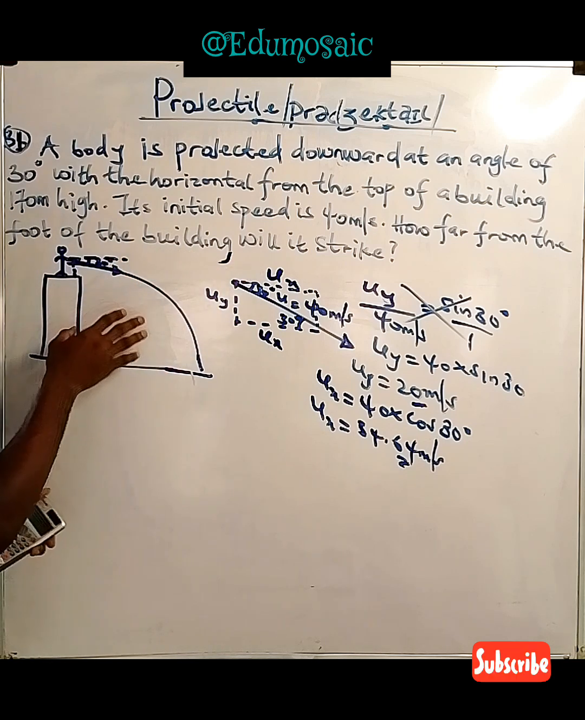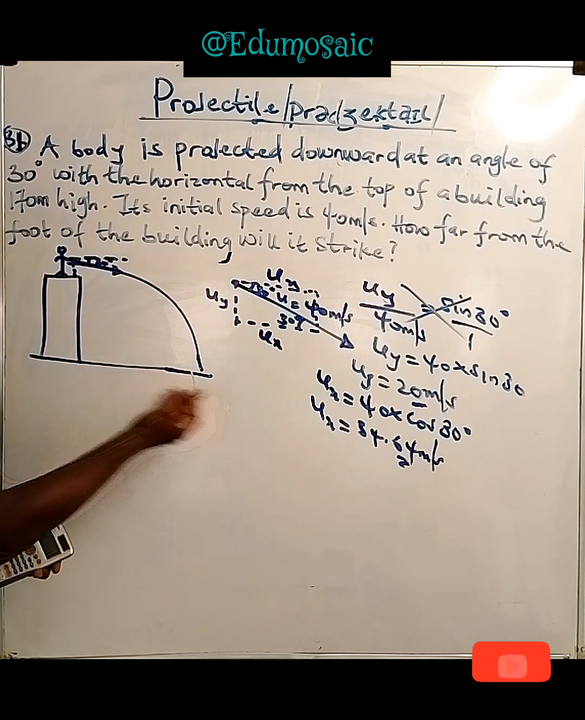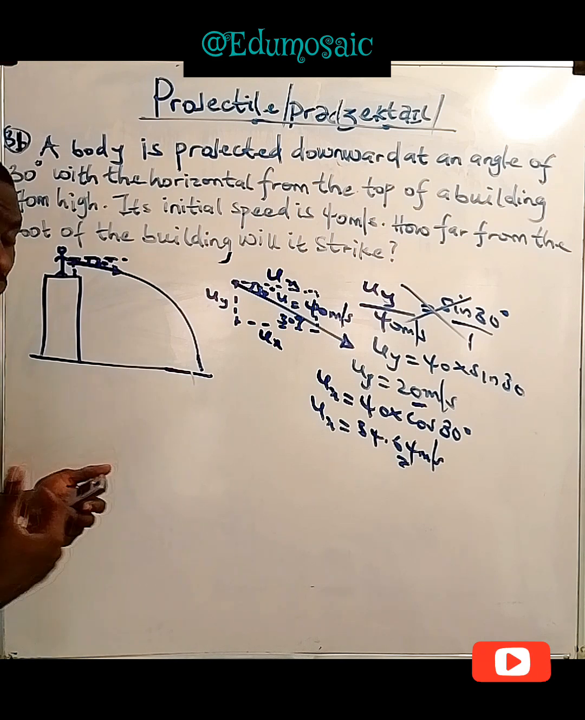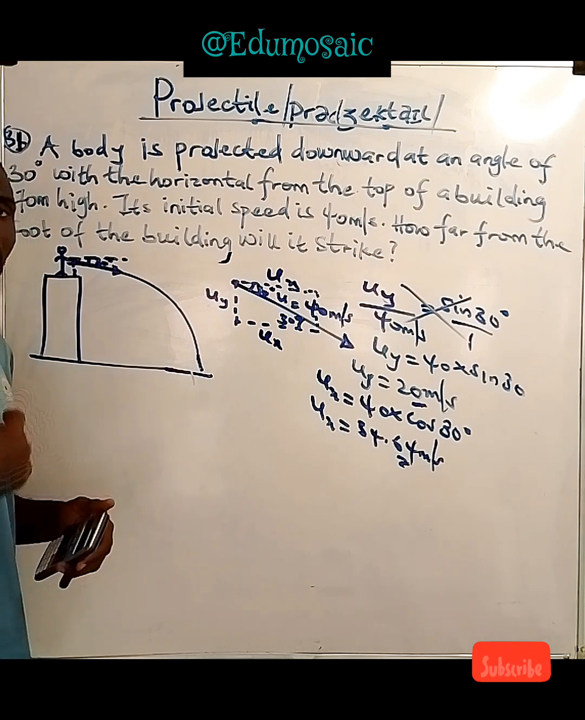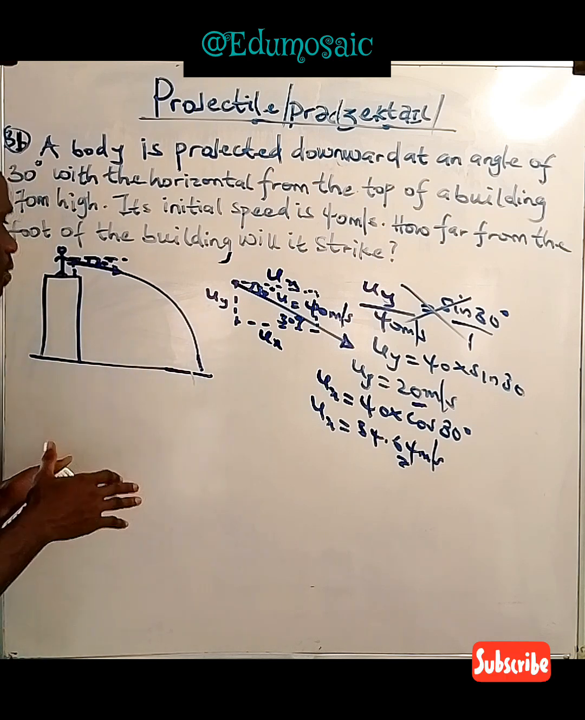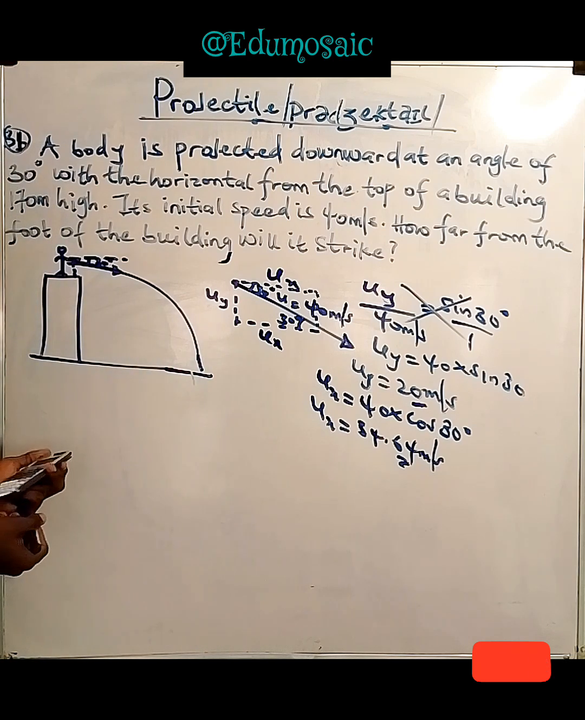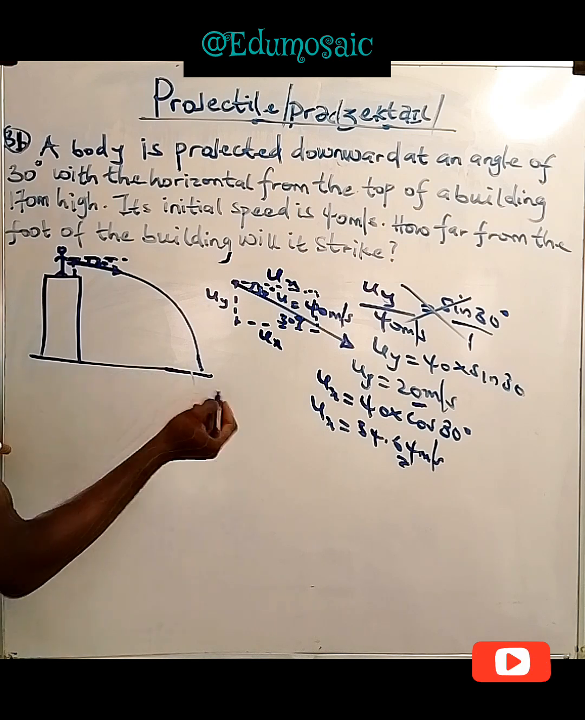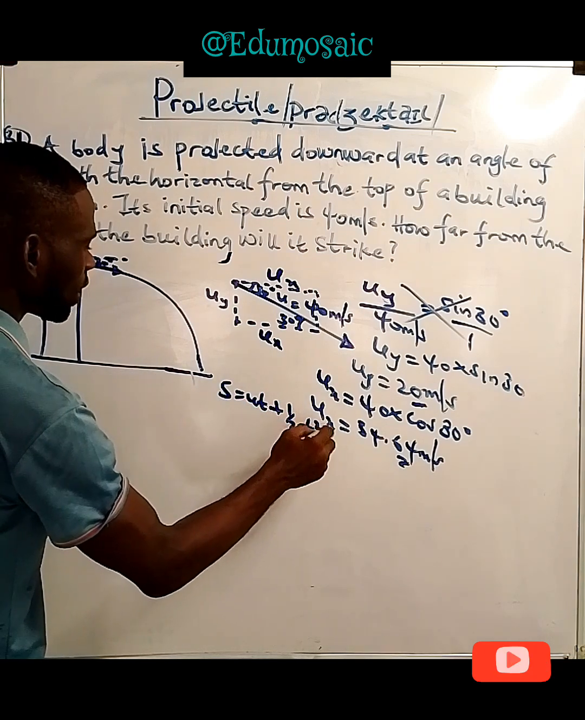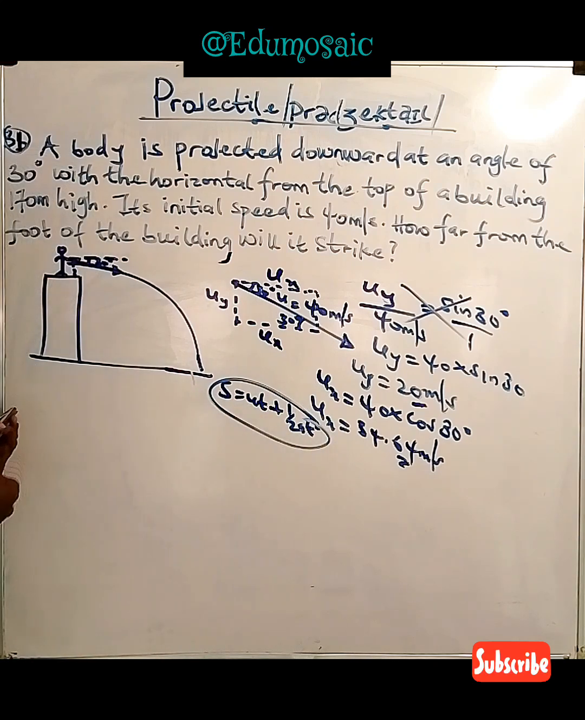So now the question is: how far from the foot of the building will it strike? Here this looks very much like range, but it is not range we're talking about, because to talk about range, you would have something related to maximum height and so on. But here we're going to be using our trajectory. Don't forget the formula for trajectory. It was derived from s equals ut plus half at squared. That's where the formula was derived from, so we're going to be using that.